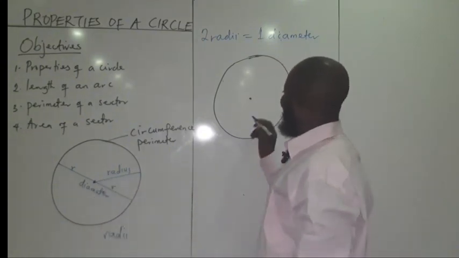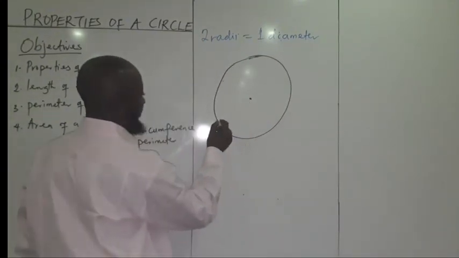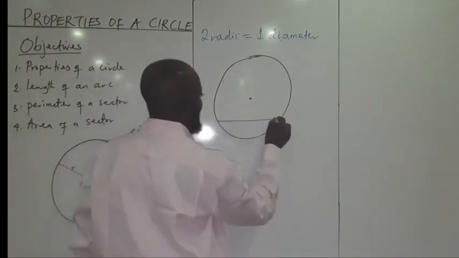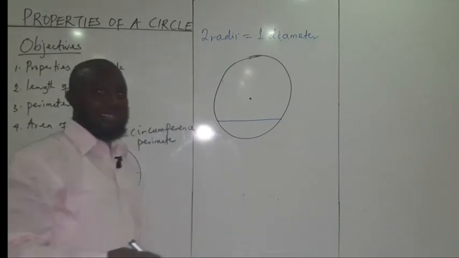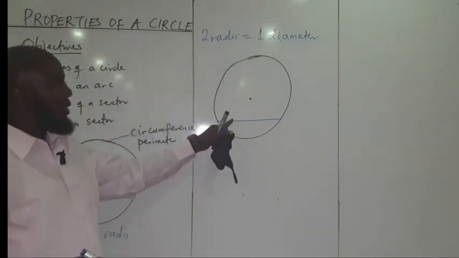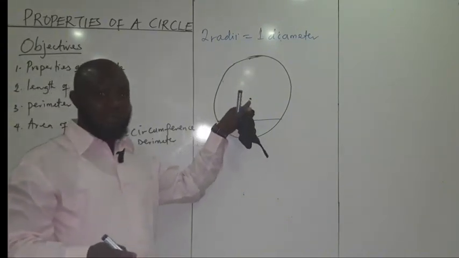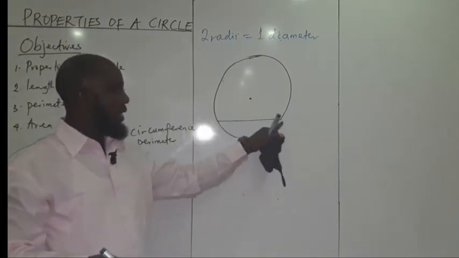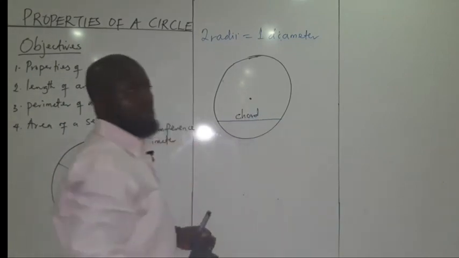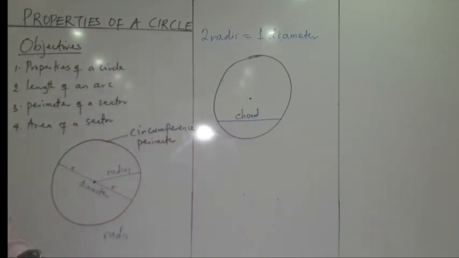Then we also have when a line is drawn from one part of the circumference to another part of the circumference, and the line does not pass through what? The center of the circle. This is not a diameter because this line is not passing through the center of the circle. So this line here is what we refer to as a chord. A chord. I hope I'm making sense.